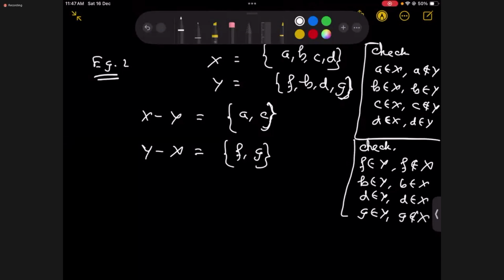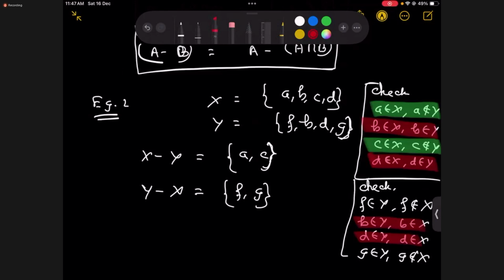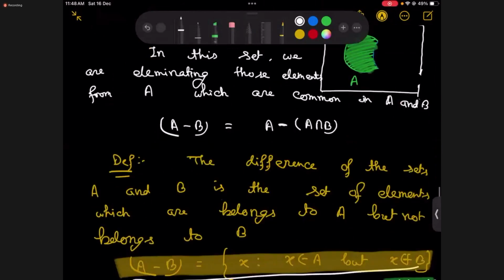Okay. So we will enter this and enter this, but not this. Similarly, we will not allow these two elements and we will allow these two elements. And thus we can find X minus Y and Y minus X. Now we have discussed the difference between two sets A and B.